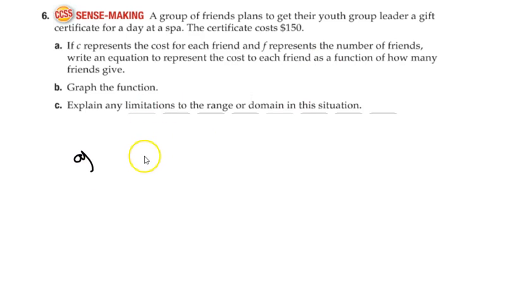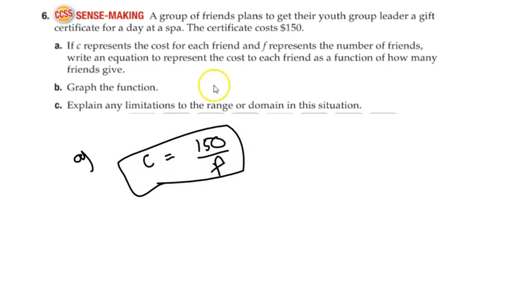So here's a general idea of these things for part A. The cost for each friend, so C equals, well, it costs $150 total, and you just divide it by the number of friends you have. If you have 10 friends, it's 150 divided by 10. That's how much I pay. So that's your equation: cost is the total cost divided by the number of friends we have.